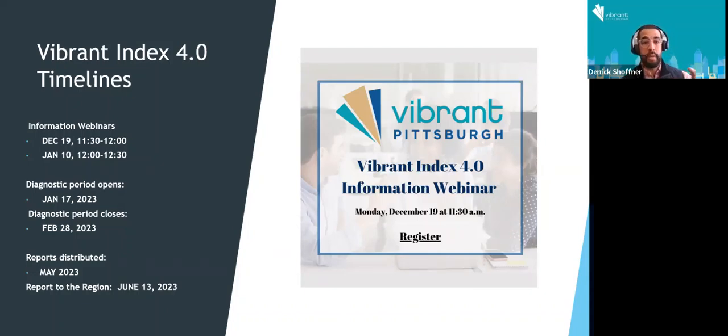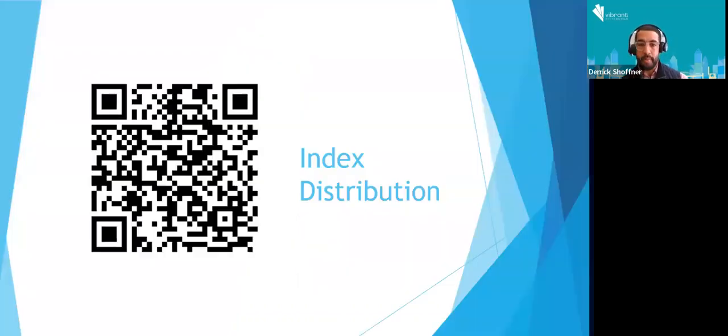So with that in mind, here is what you will be receiving from our team from here. On January 17th, you will be receiving the Vibrant Index and access to that, which is going to be a live link that will take you to our submission portal, which will be new this year. Previous iterations have used SurveyMonkey. This year will be Qualtrics.